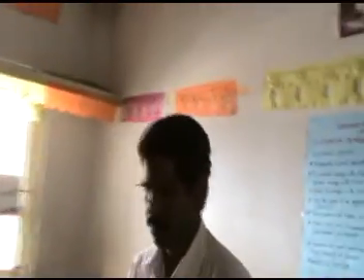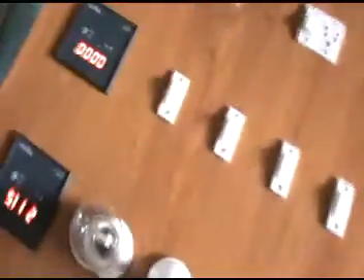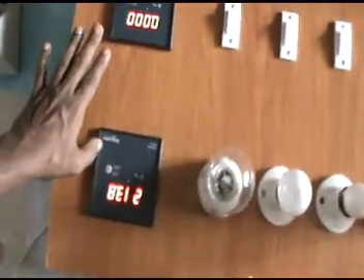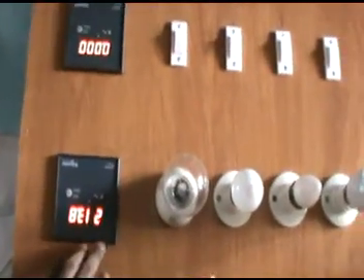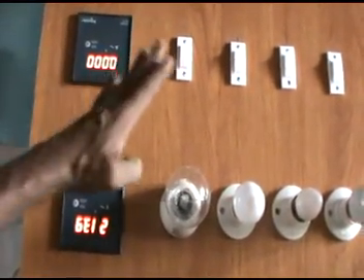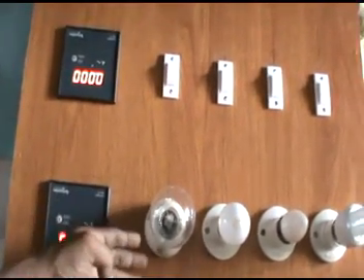This is another device. This device is used to measure the voltage of a circuit and the amperage or current of an instrument connected with it. Okay, there are so many bulbs.